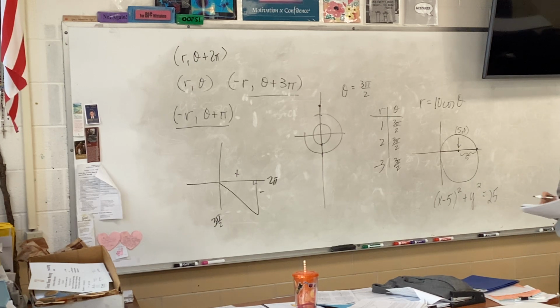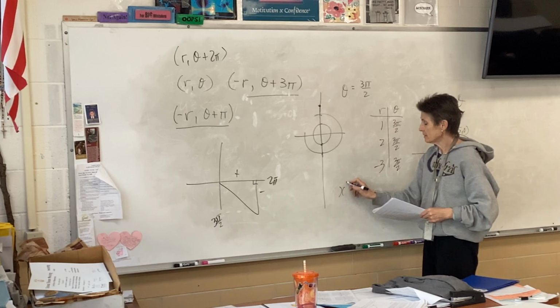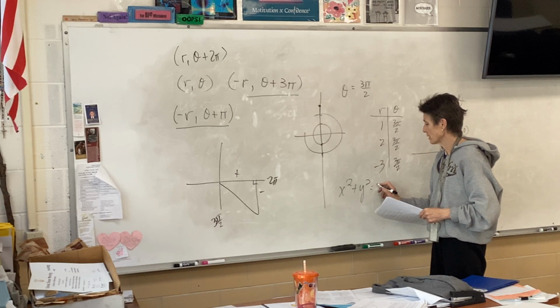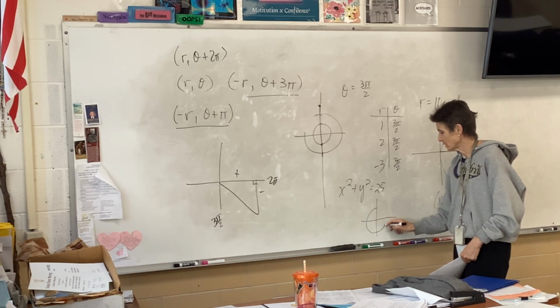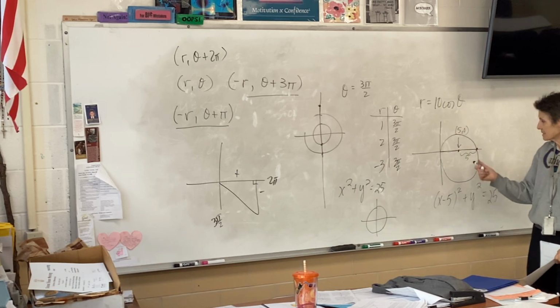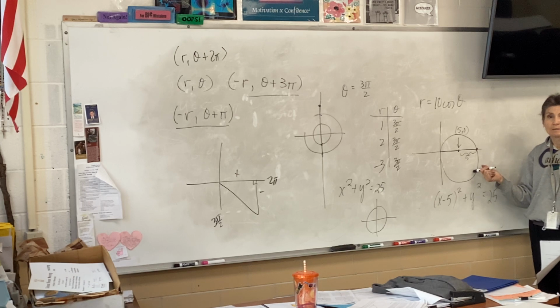That's a false statement. X squared plus y squared equals 25 has a center at the origin. That circle would look like this. This is not centered at the origin.